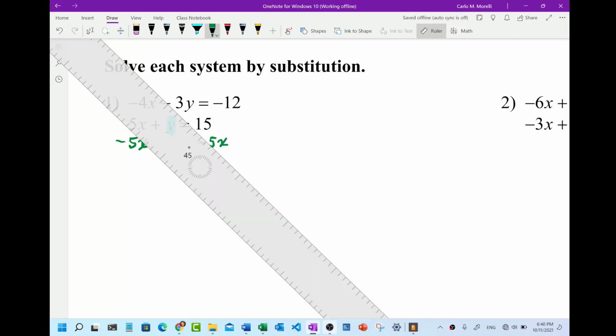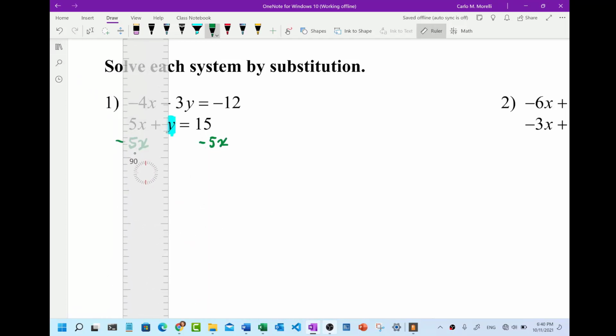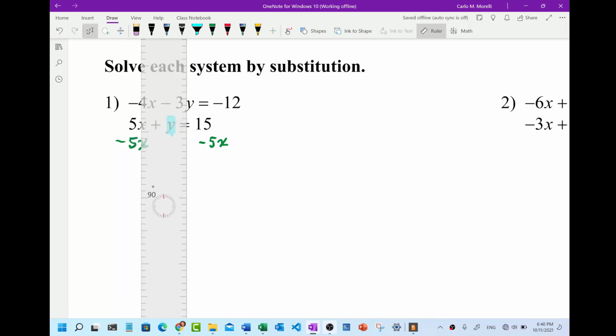And I want to get my ruler and make that a 90-degree angle. Unbelievable. There. Okay. And let's get, we want a guideline here.